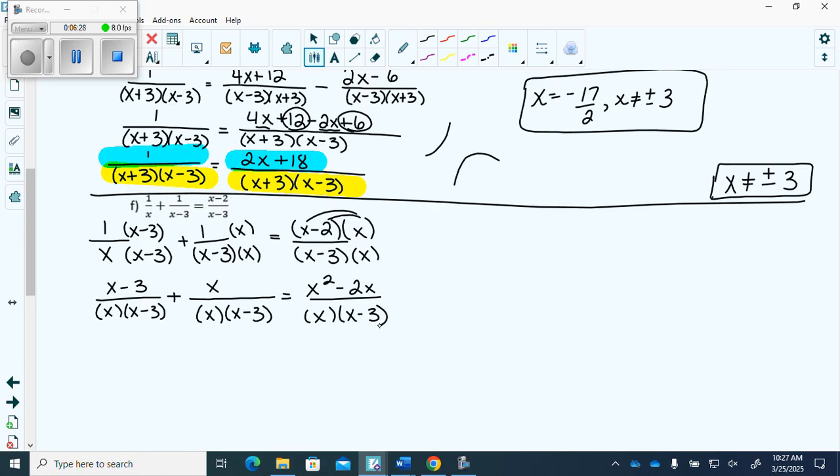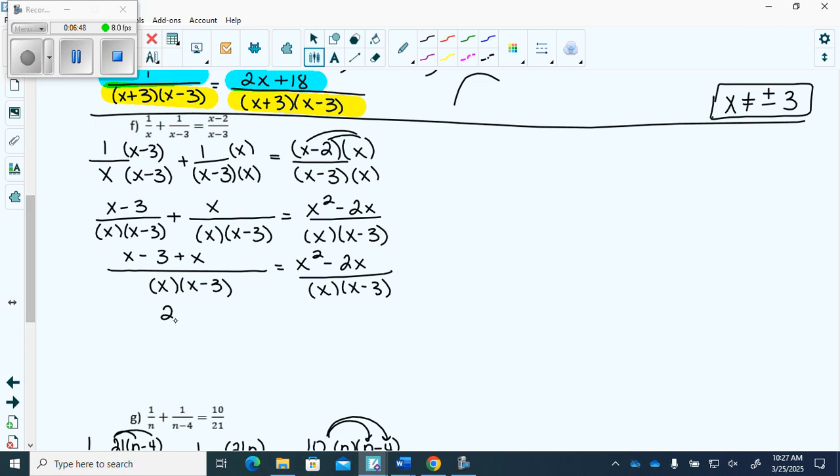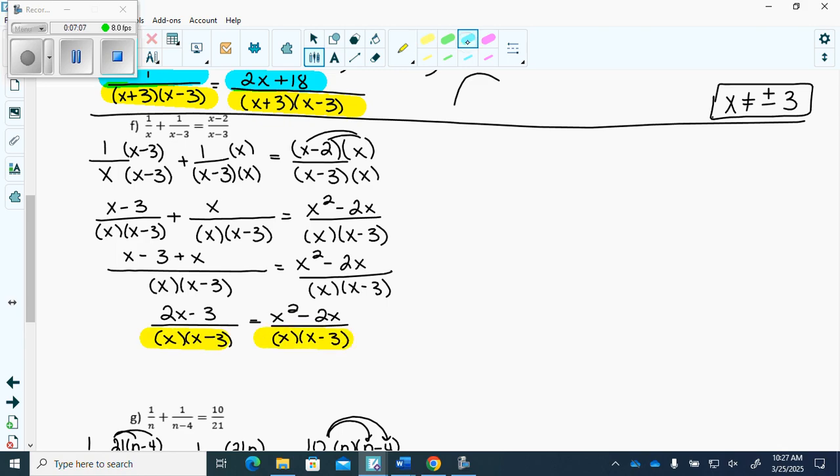All right, so this here has x minus 3. And then the top is x minus 3 plus x equals x squared minus 2x over x minus 3. And so then we're going to get x plus x is 2x minus 3 all over x minus 3 equals x squared minus 2x all over x minus 3. And so we have this denominator equals this one, then I can say this numerator equals this one, right?